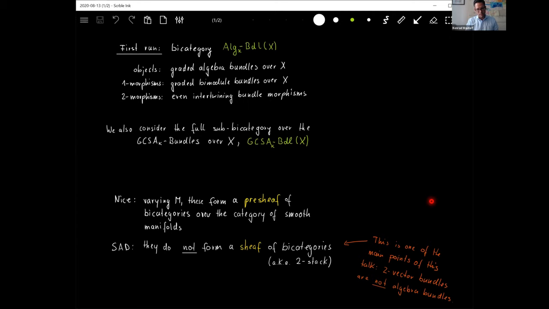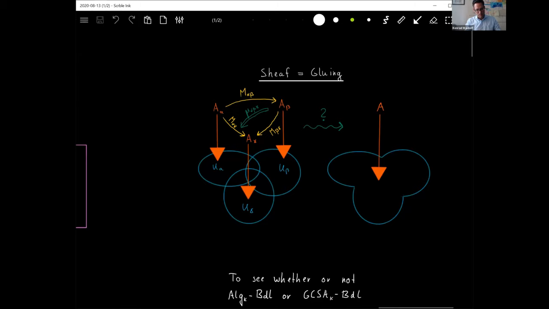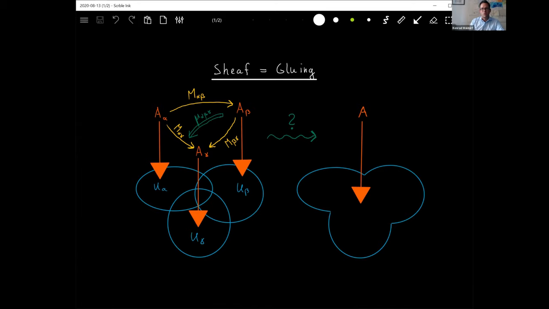Maybe I have prepared this picture of what it would mean that the pre-sheaf of algebra bundles forms a sheaf. So you imagine open sets. Over each open set, there is an algebra bundle. And over the double intersections, there are bimodule bundles. And on the triple intersections, on the composition of these two, there is an intertwiner. That's the gluing data in this pre-sheaf. And if it was a sheaf, then there has to exist an algebra bundle over the union of the open sets that restricts on each open set to the given algebra bundle via a bimodule bundle, right?